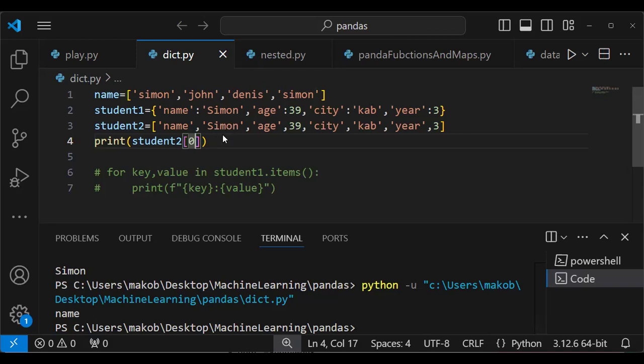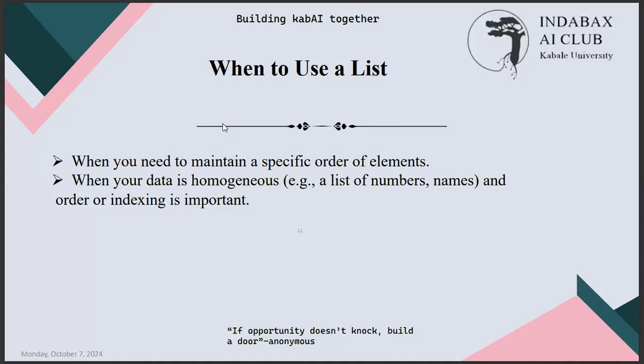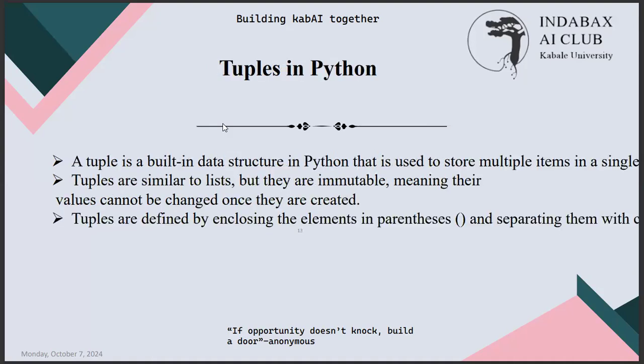Okay. Then when your data is homogeneous, e.g. a list of numbers, names, and order or indexing is important. So that is it with the dictionaries. Let's jump into another data structure.